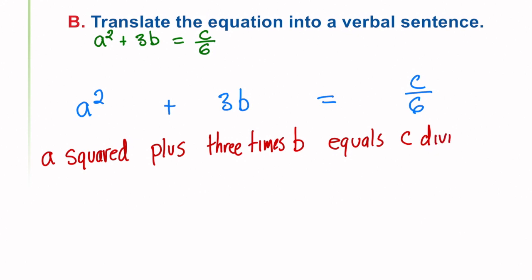So there are, like I said, different ways to say different operations. But once we say c divided by 6, that's all we have to do here. So I already translated my equation into a sentence, and that's all. So we're done with this example.